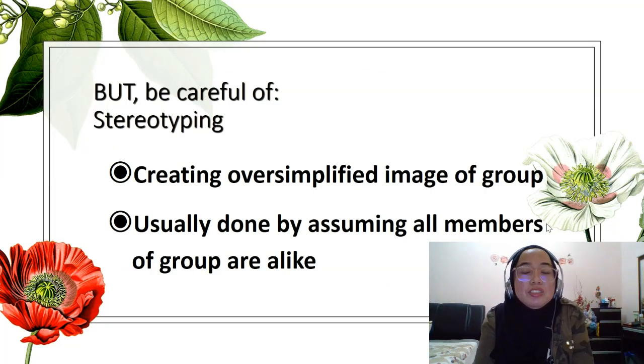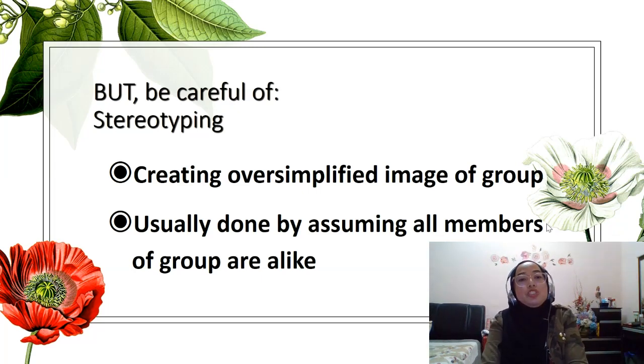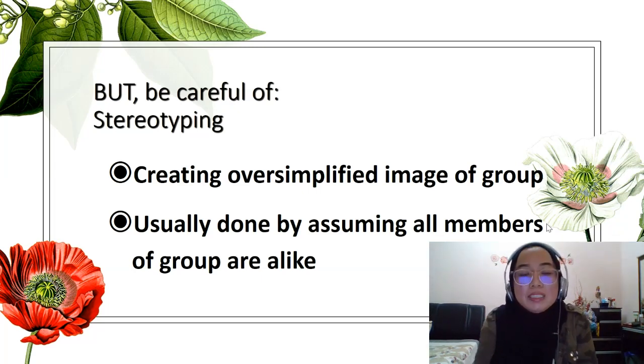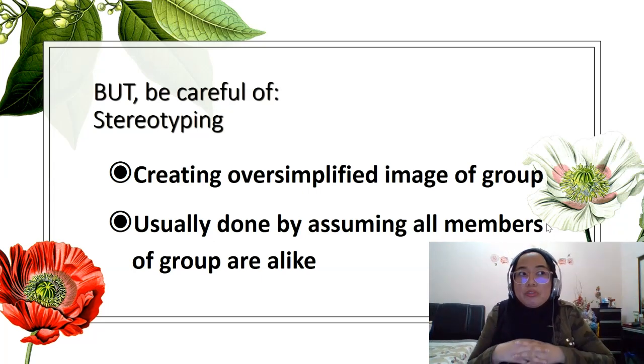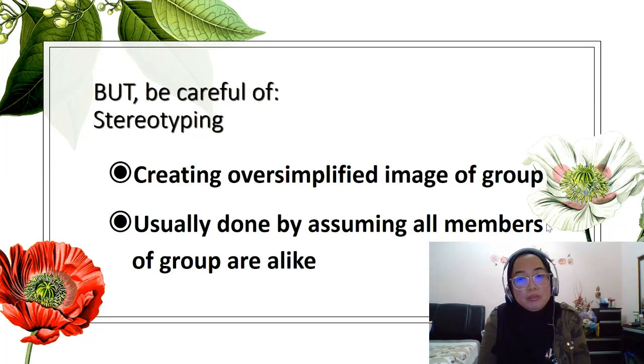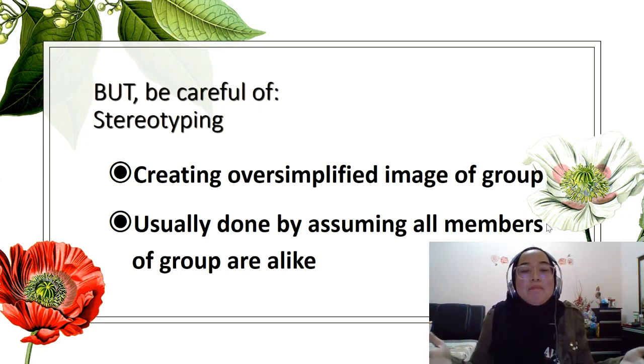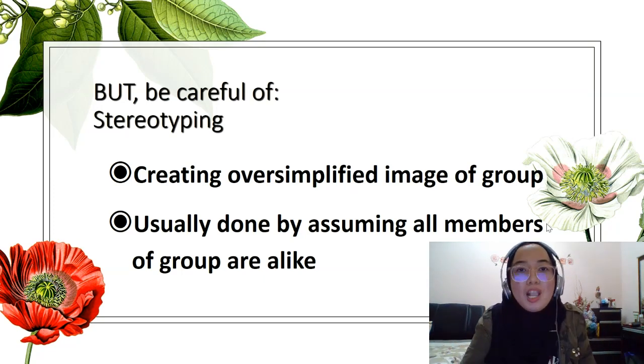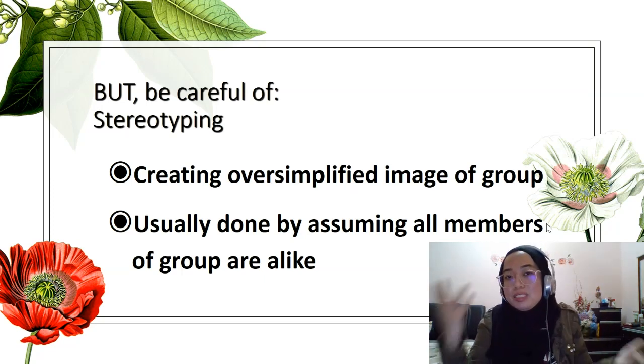But even so, you have to be very, very careful of not doing stereotyping. So what is basically stereotyping is when you try to create an overgeneralization of an image of a group of people. So basically you assume that everybody in that particular race or in that particular age group are basically the same people or would have the same tendency of doing some things.